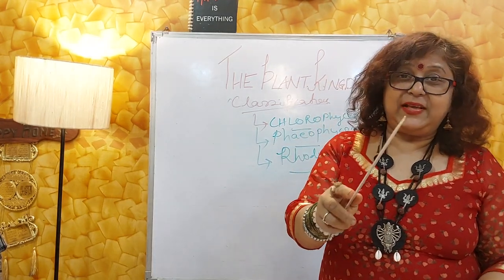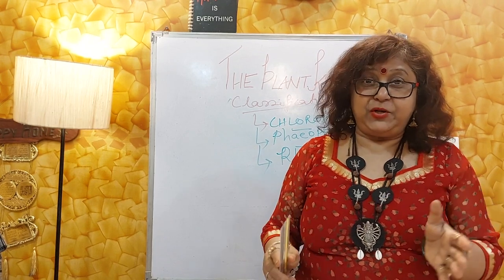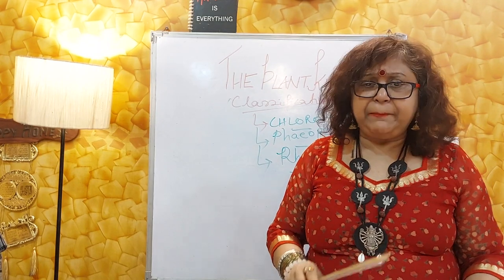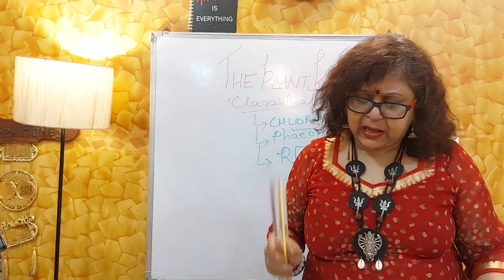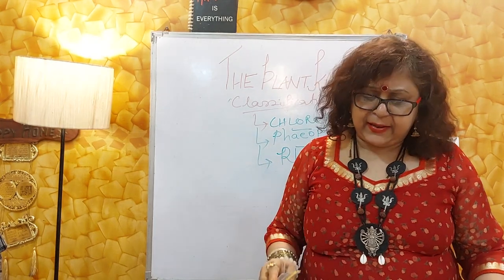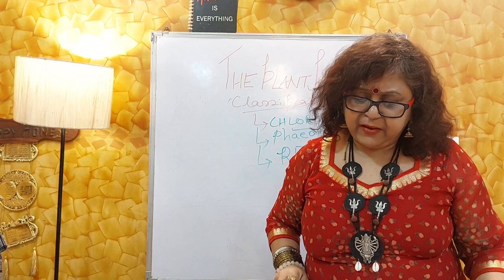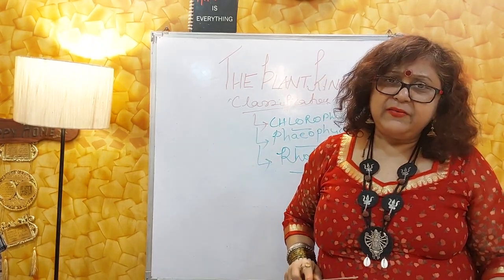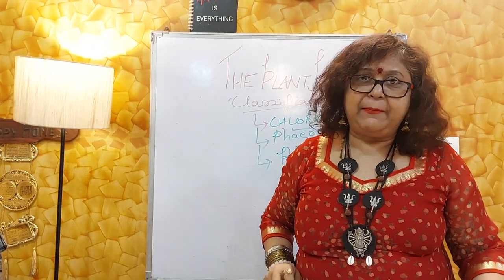Brown algae, Phaeophyceae, are not that complicated. Red algae are quite complicated in evolutionary terms. And then come the photosynthetic pigments. What about the photosynthetic pigments? As I told you, phycoerythrin and phycocyanin are the main photosynthetic pigments here. The reserve food material is Floridean starch, which is similar to glycogen and amylopectin.